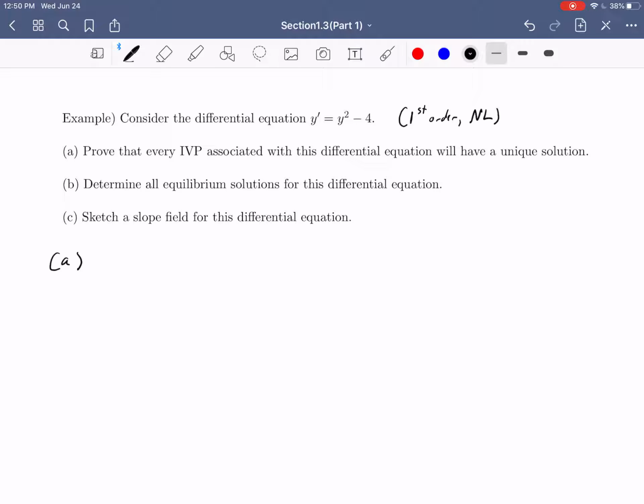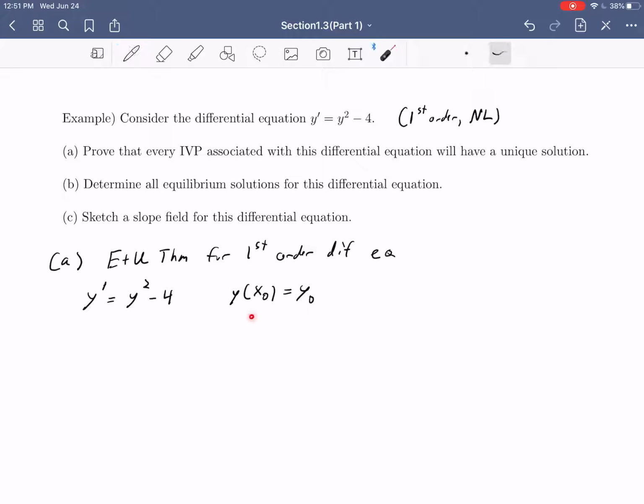So for A, we want to try to use the existence and uniqueness theorem for first order differential equations. So let's think about this as an IVP. We'll think about it as y prime equals y squared minus 4, and y of x0 equals y0. We don't know what x0 and y0 are because we're saying every IVP.